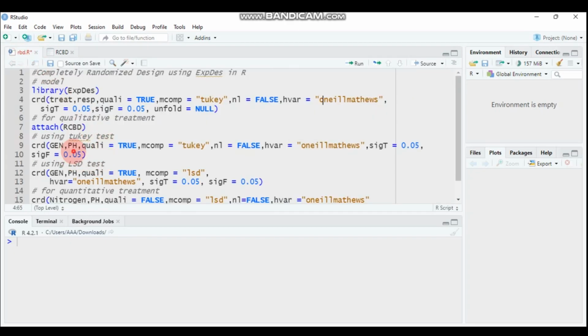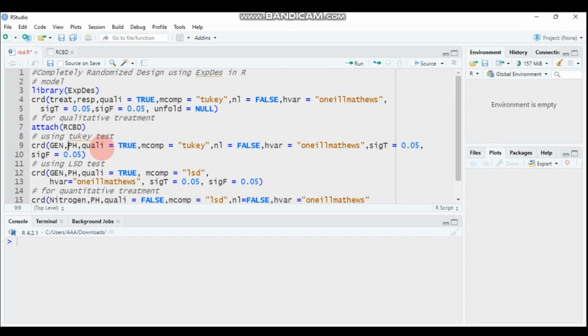Then let's run using the Tukey test. In order to use a completely randomized design in the ExpDes package, you have to use the function CRD, which stands for completely randomized design. The basic principle of blocking is not working here. Then here is gene, which stands for the genotype, and it is qualitative, so our treatment, followed by pH. pH is our response variable. And again, also here is qualitative, meaning we are telling R yes, our treatment is qualitative.